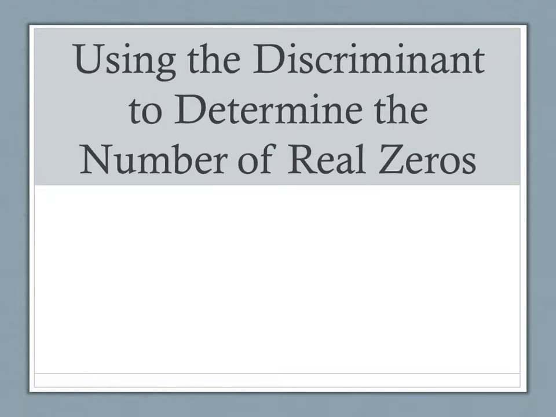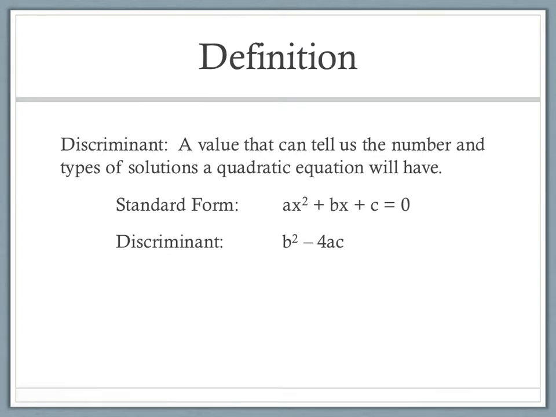We're going to talk about using the discriminant to determine the number of real solutions or real zeros, because solutions are the same as zeros, so we'll use those interchangeably. But a discriminant just lets you know how many solutions you're going to have. Now let's take a look at some definitions.